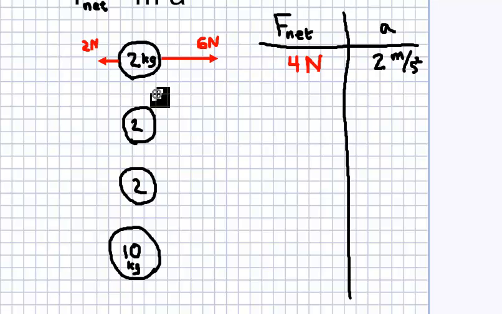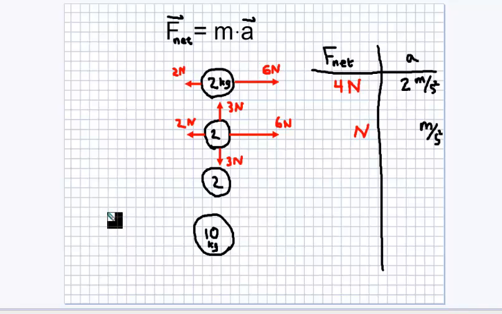Let's take a look at our next diagram. Supposing we have a force of 6 newtons this way, 2 newtons that way, 3 newtons up, and 3 newtons down. Let me put those numbers on there: 2, 3, 3, and 6. What is the net force in this situation? Well, we still have the same 6, the same 2, but we've now introduced these other two forces, 3 up, 3 down. The up and down forces will cancel each other, leaving us just the same 4 newtons to the right again. And if the net force is the same and the mass is the same, then the acceleration should also be the same, 2 meters per second squared.